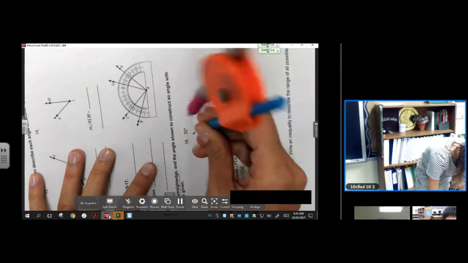Oh, I need a new pin. Do the best I can.